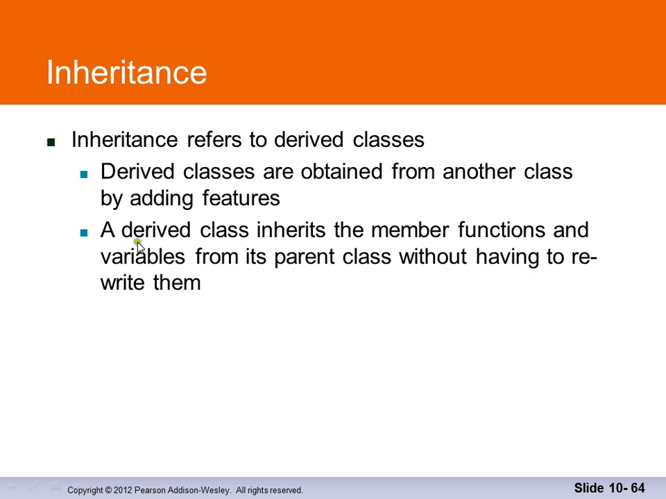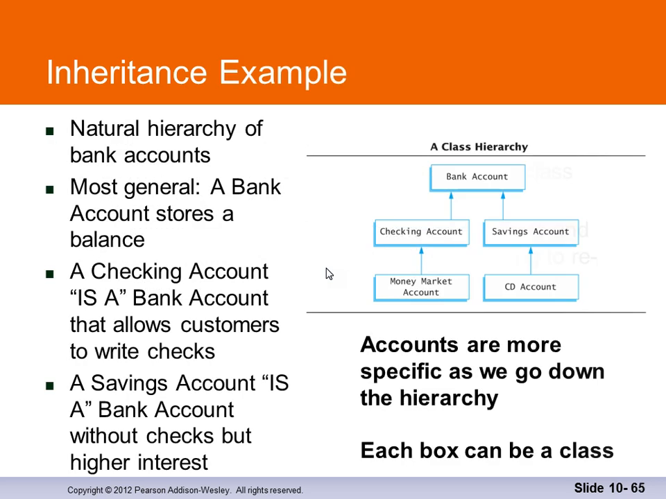The important point is that the derived class, in our example, the student, will inherit all the member functions and variables from the parent class. So if the parent has a member variable which is called name, immediately that will be part of the student class without adding it explicitly to the student class. Okay? And we're going to see lots of examples to illustrate this as we move on.